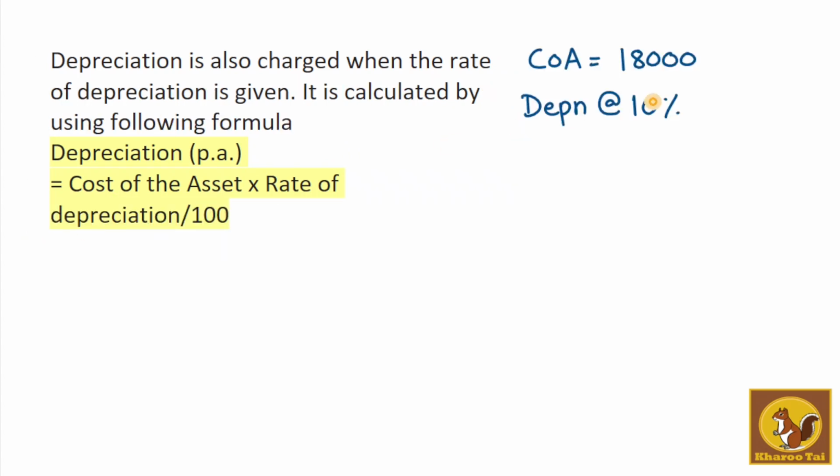If we look at the example, in the previous example, the cost of acquisition was 18,000, and if the depreciation rate is given at 10%, then depreciation is equal to 18,000 into 10 divided by 100, that is 1,800 per annum. Again, if you are calculating this on a calculator, you can just multiply by 10 and the percentage key, and you will get that amount. Now this example is when you have used the asset for the full year.